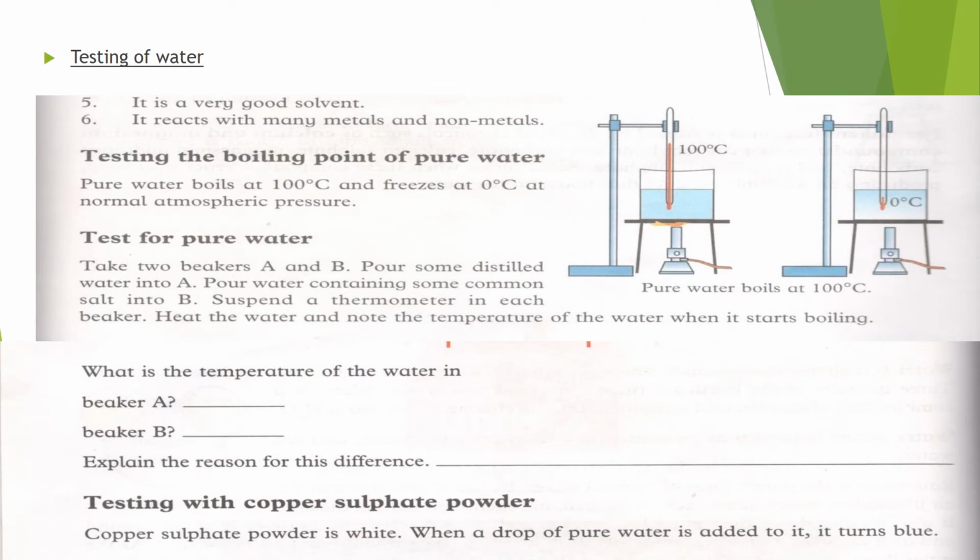There are different tests of water. Pure water boils at 100 degrees as already discussed and freezes at 0 degrees at normal atmospheric pressure. Test for pure water: take two beakers, A and B. In beaker A, add pure water, and in beaker B, pour water containing some common salt. Suspend a thermometer in each beaker. Heat the water and note the temperature when it starts boiling.